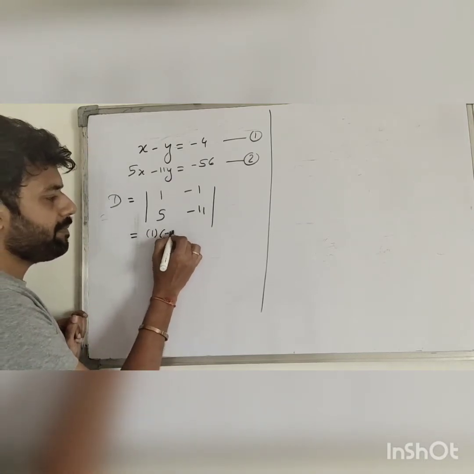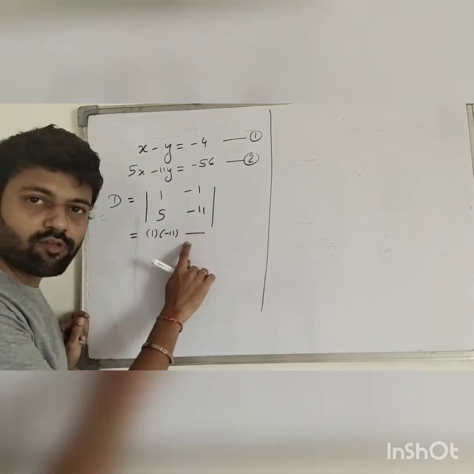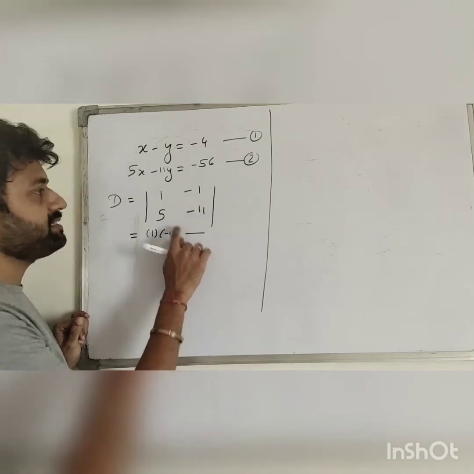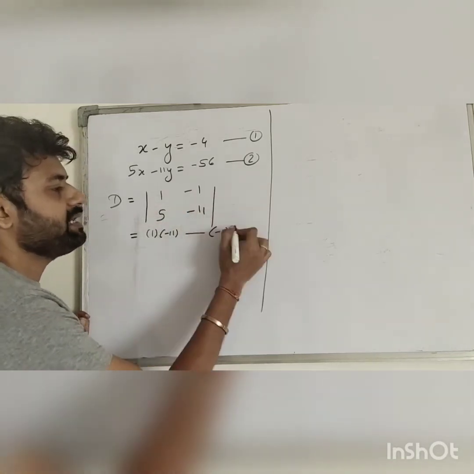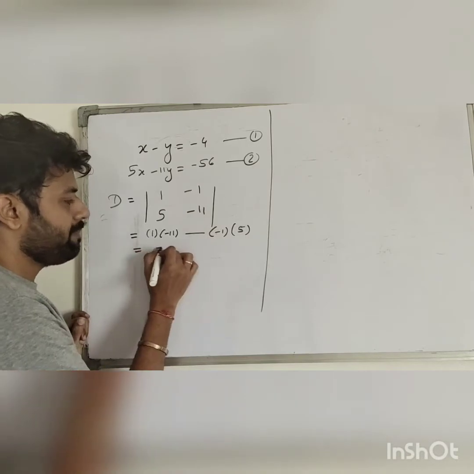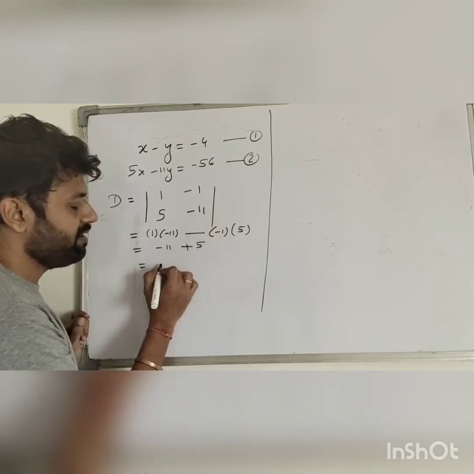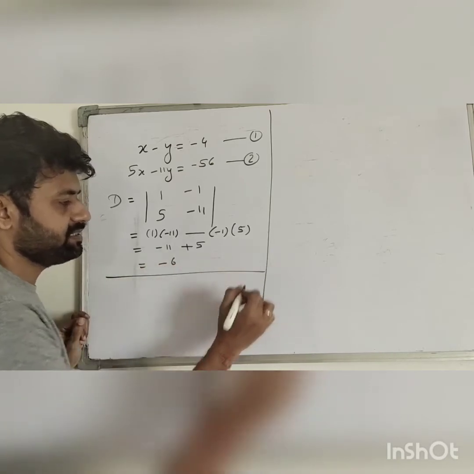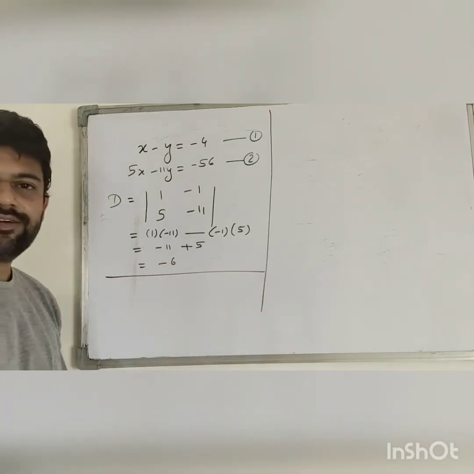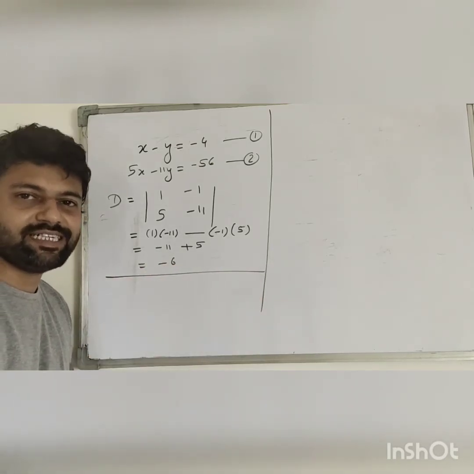After forming the determinant, we find the value of the determinant. 1 will be multiplied by minus 11. Compulsory minus sign is always put, compulsory minus sign. This minus will be multiplied by 5. You get minus 11, minus into minus plus 5. Minus 11 plus 5 will give us answer minus 6. This is how we find the value of first determinant D.